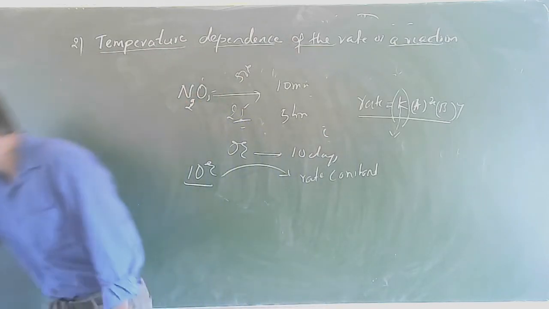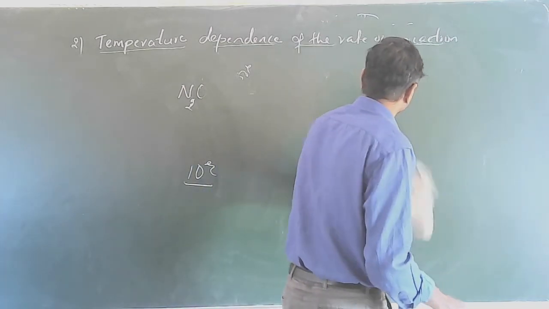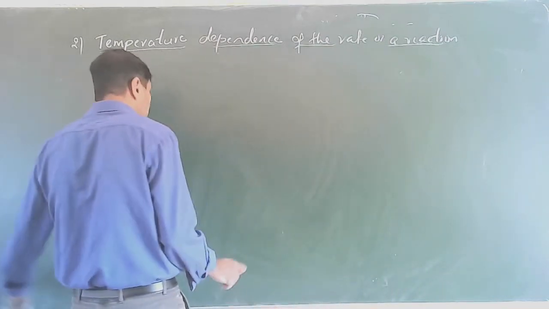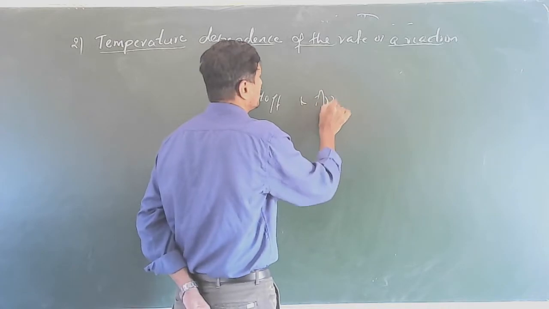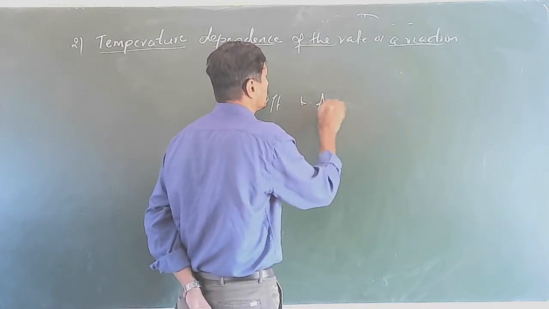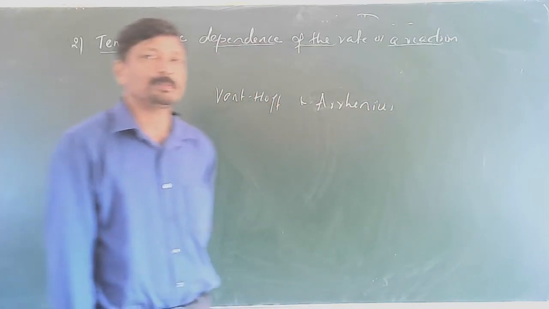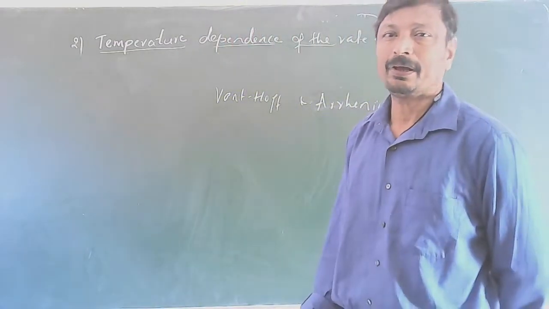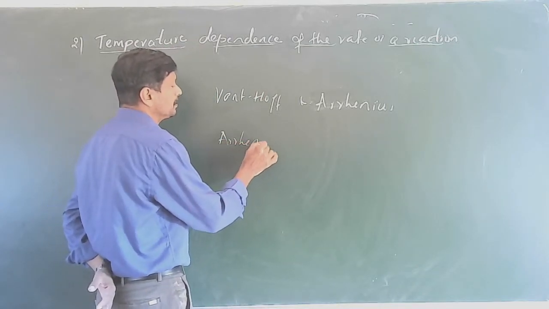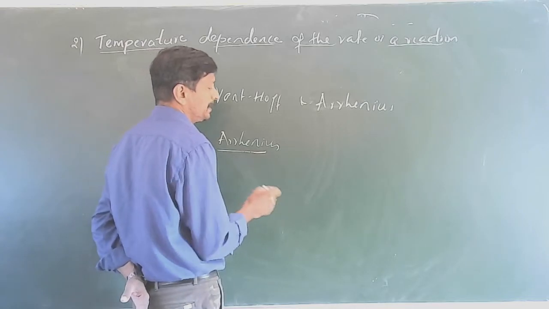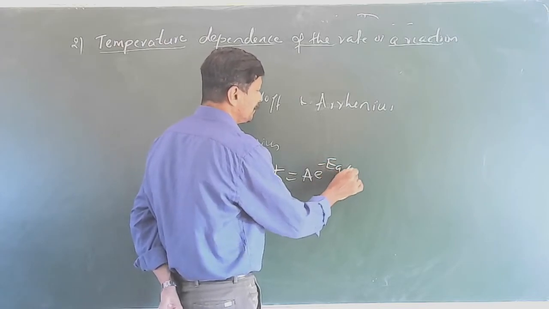Next, how do you explain the effect of temperature on the rate of the reaction? First Van 't Hoff and Arrhenius explained this effect of temperature. Arrhenius also gave the equation. According to Arrhenius, the effect of temperature is explained by the equation k is equal to A e raised to minus Ea by RT.